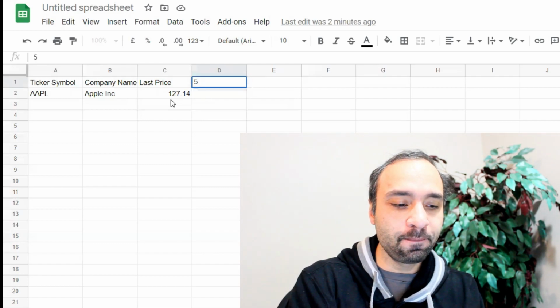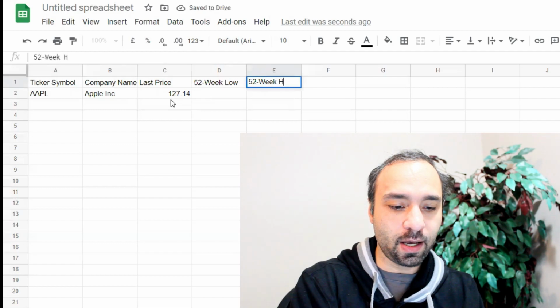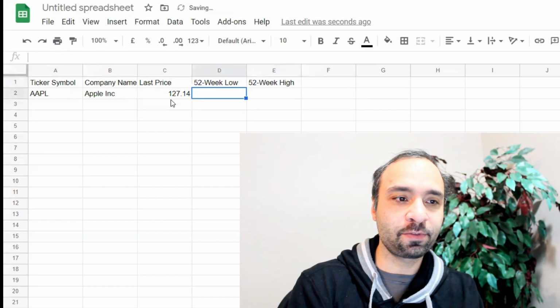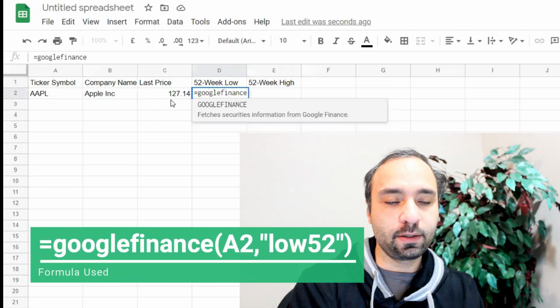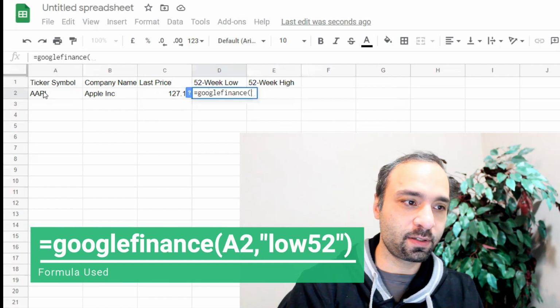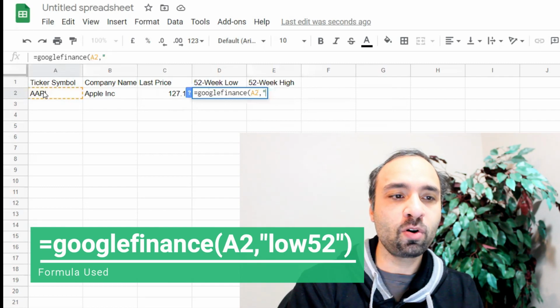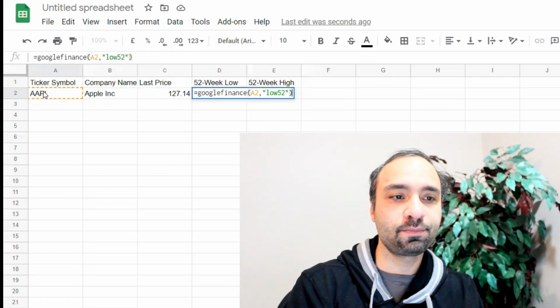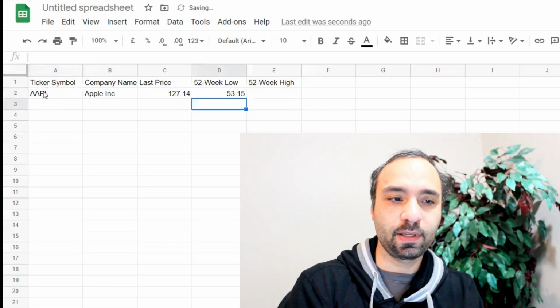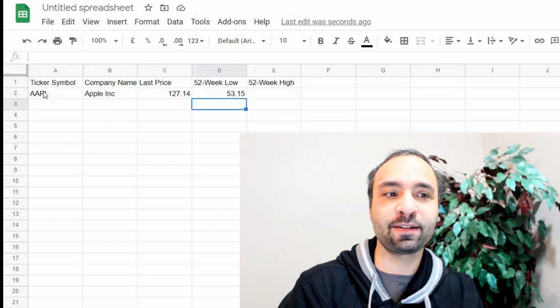So I'm going to say 52-week low and then 52-week high. Okay, so we're going to add that to our formula. Starting with the equal sign, Google Finance, parentheses open, we're going to select the ticker symbol, then comma, quotation mark open, low52, quotation mark close, parenthesis close. Boom. The 52-week low price for Apple has been $53, and right now it's trading at $127.14.